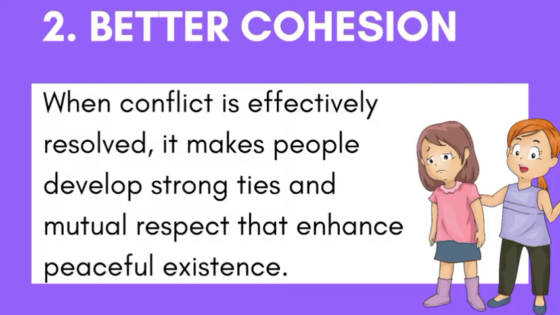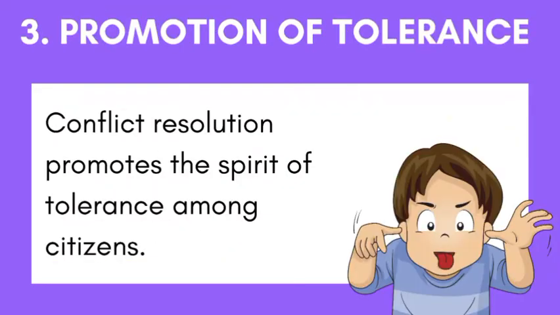The moment you know there's conflict between you and the other party, and the moment it is resolved, there's going to be mutual respect and love and bond between you and the person. That is better cohesion. There's going to be a bond and love and understanding between you. There's going to be unity and friendship between the two parties the moment the conflict is resolved. But then we also have promotion of tolerance.